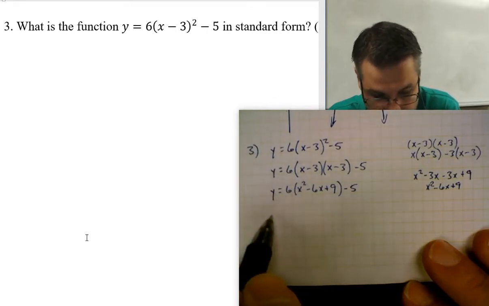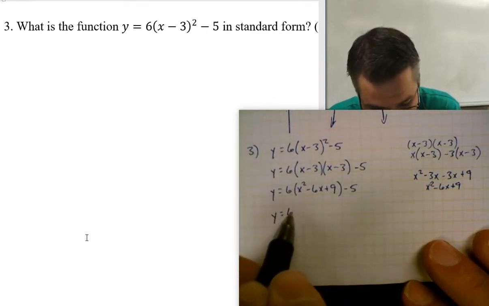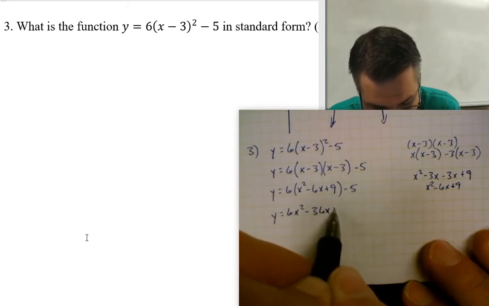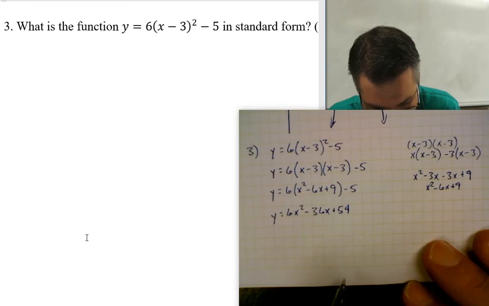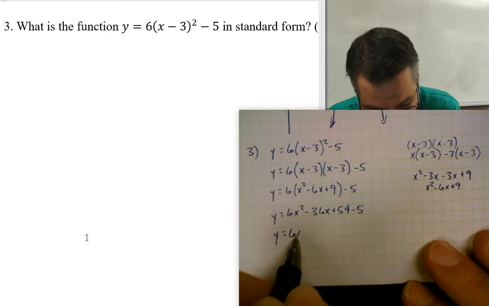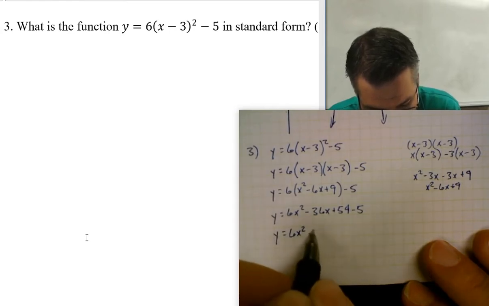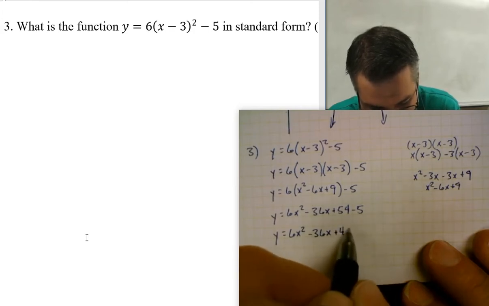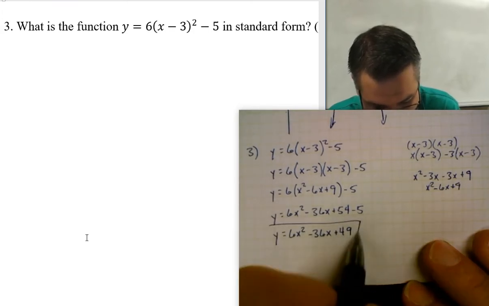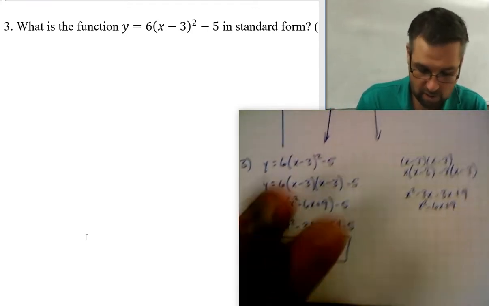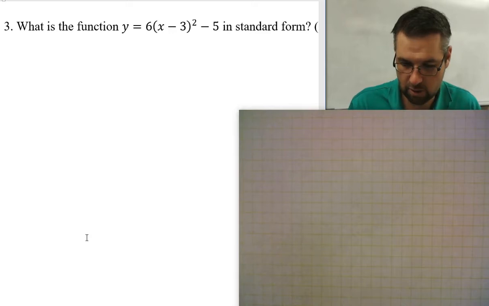Then we can distribute the 6. So we end up with 6x squared minus 36x plus 54, and then minus 5. Then we'll combine like terms. So we end up with y equals 6x squared minus 36x, and then 54 minus 5 is 49. Some big numbers there, but that is our standard form for number 3. Okay, let's take a look at number 4 now.